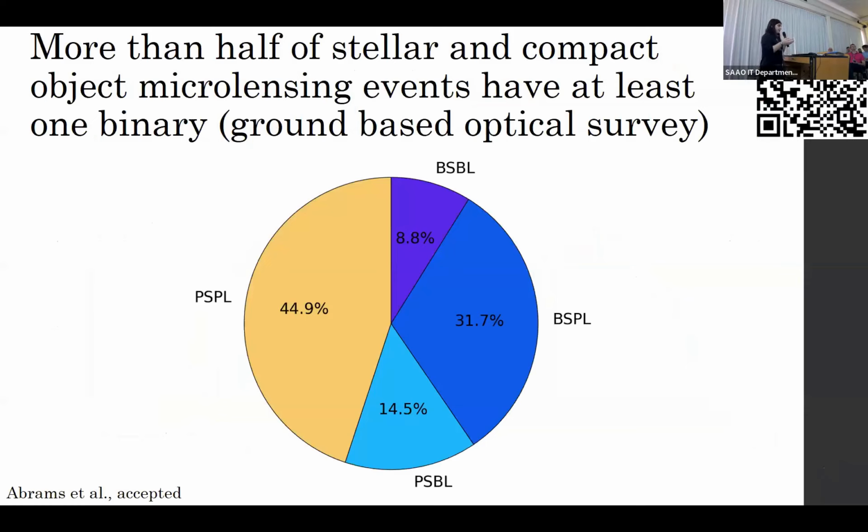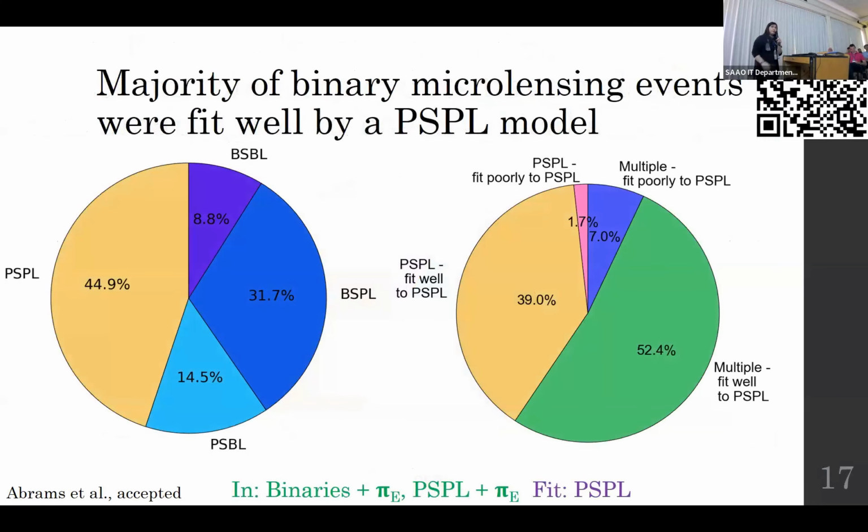So now moving on to the inclusion of binaries. When we did the PopSyCLE simulation with injecting binaries for a ground-based optical survey type simulation, we found that more than half of the stellar and compact object microlensing events have at least one binary, with either binary lens, binary source, or both. We then fit all of these with a PSPL model, and we found that the majority of the binary events are fit well to this model.